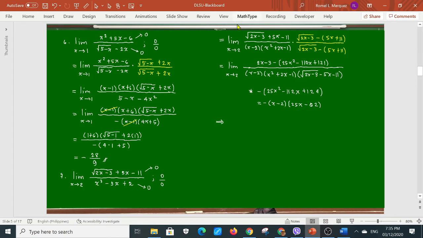So meaning, out of this, ito na yung makukuha natin: limit as x approaches 2 of, ano yung, children? Tatanggalin ko na yung istorbo, x minus 2. Remove na, ha? Kasi cancel na. Is that clear, guys? Ayaw nilang sumagot. Plus 2x minus 1.